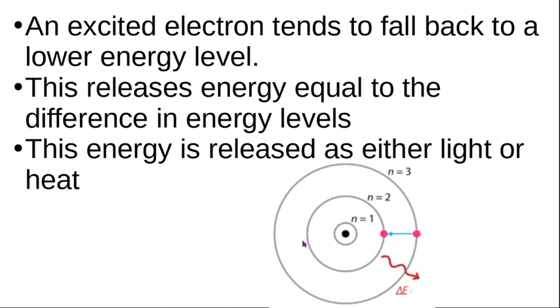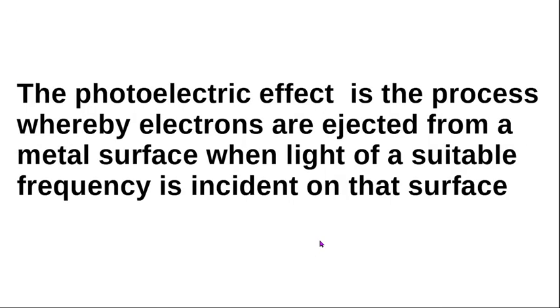So in comes the light, it grabs an electron, the electron swaps the energy and goes into a little bit of kinetic energy, goes up to a high level, it's not happy in that excited state and it drops back down, and then it emits energy again as either light or heat. So this is where the definition comes from. This is your guidelines definition. The photoelectric effect is the process whereby electrons are ejected from a metal surface when light of a suitable frequency is incident on that surface.